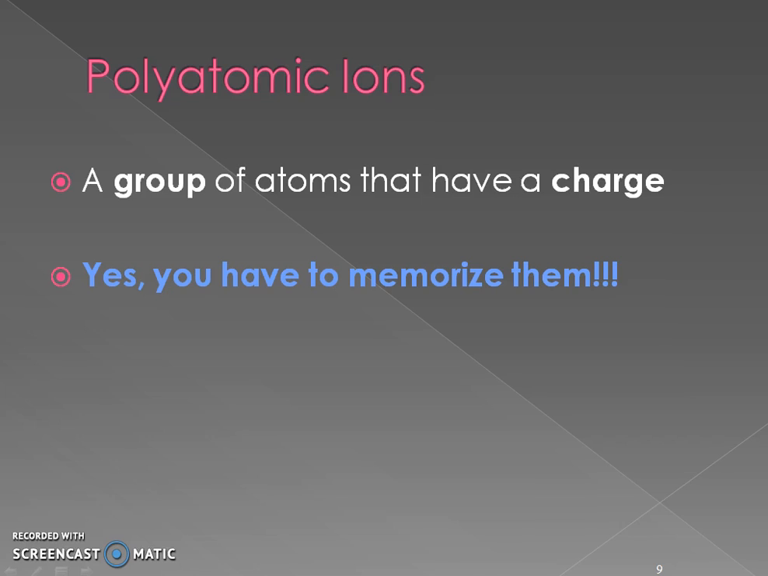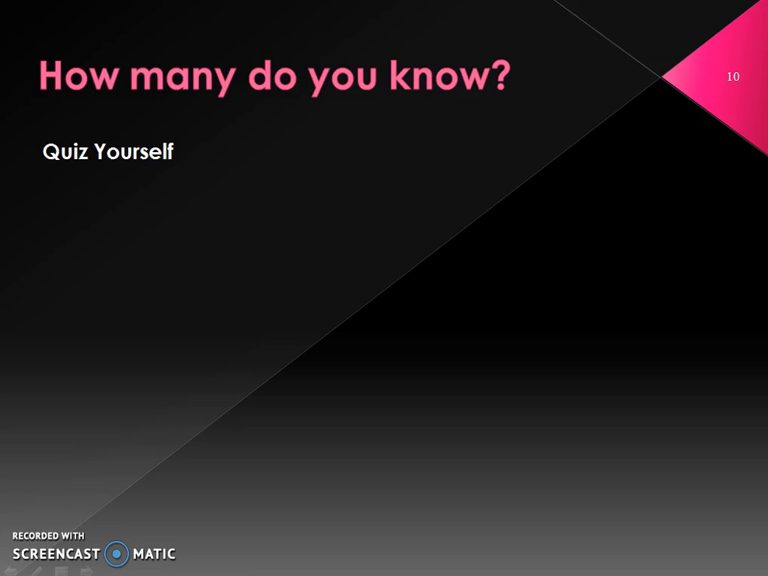So then what's a polyatomic ion? Those are a group of atoms that have a charge. And yes, you do need to memorize most of them. I will actually talk about a mnemonic for you in a minute. So let's see how many you know. Quiz yourself.